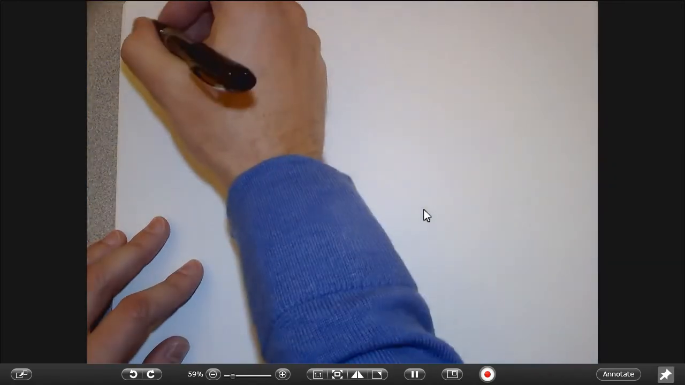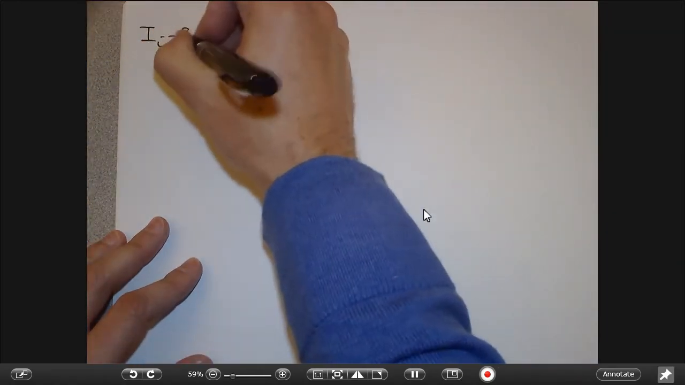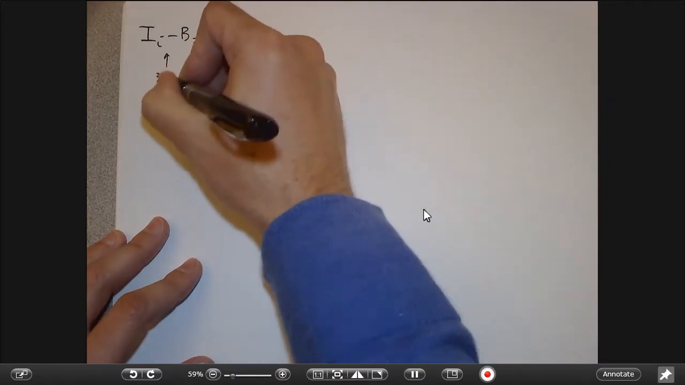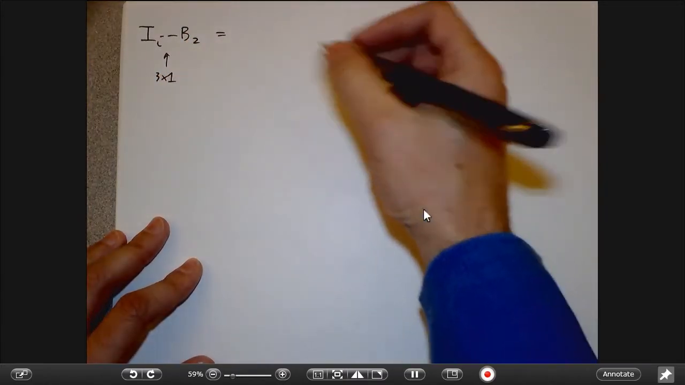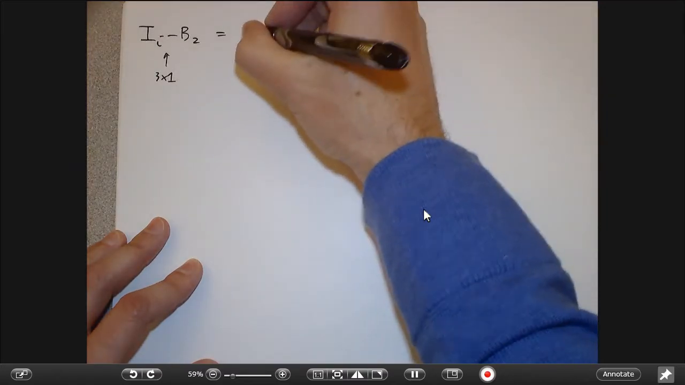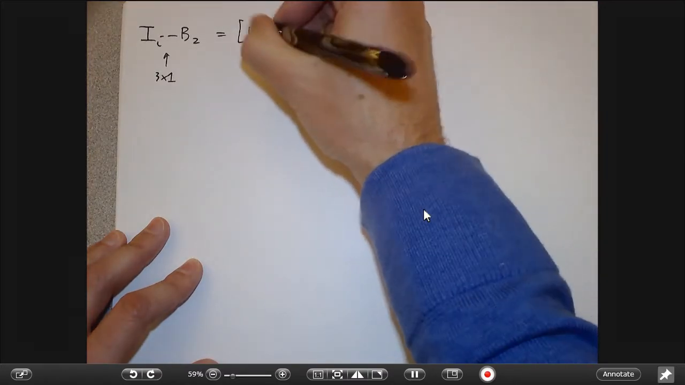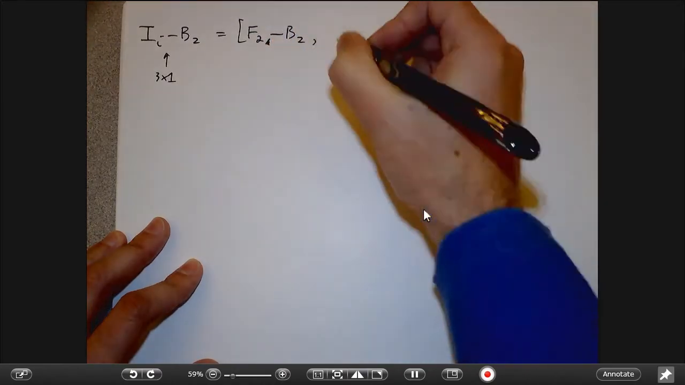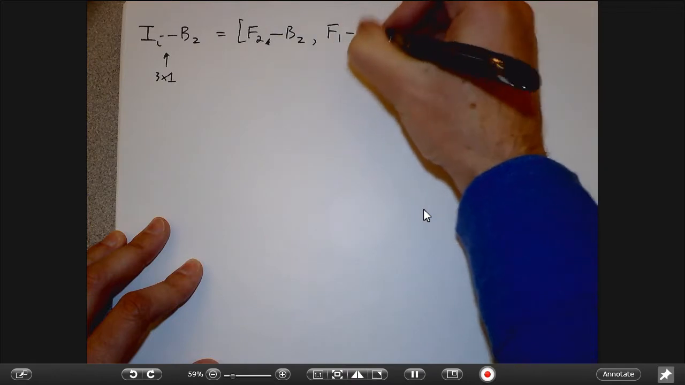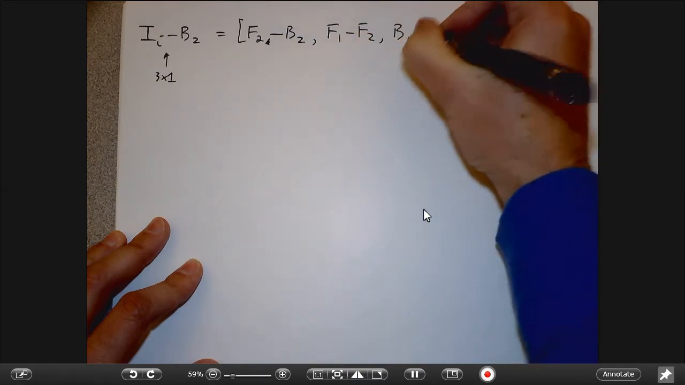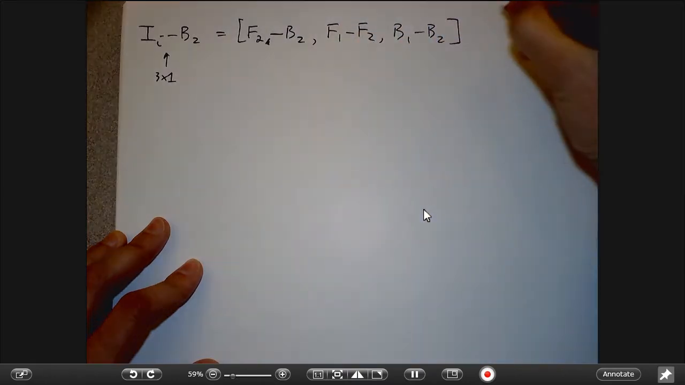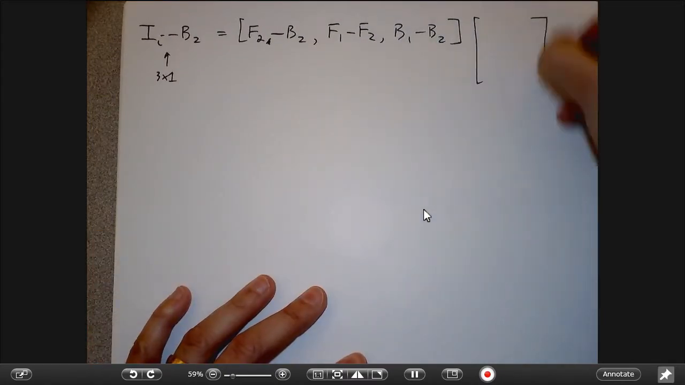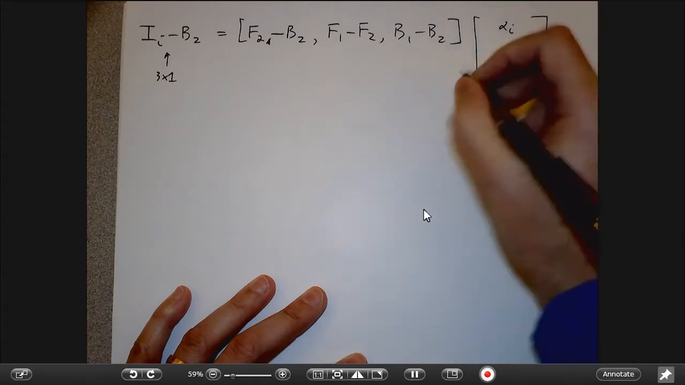So what did I learn? I learned that all these things are related in the following way. This here is a 3x1 vector. And what I have is this 3x1 vector, this 3x1 vector, and this 3x1 vector, and that's getting multiplied by this 3x1 vector.